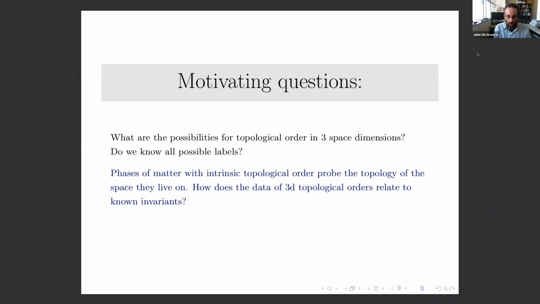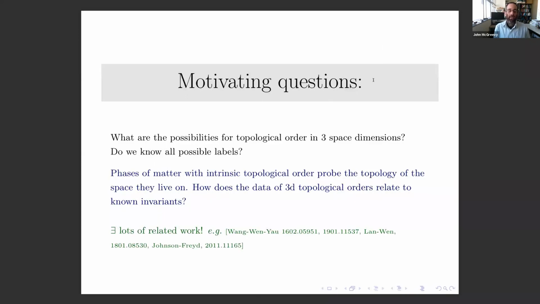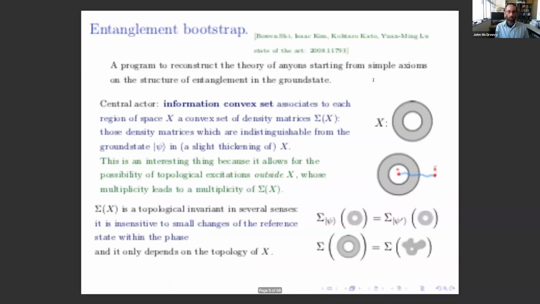And of course, there's a whole lot of work on related questions, and I'm going to do a really terrible job of citing it, and partly that's because a lot of that work is in the framework of category theory, which I need to understand better than I do. But in any case, I think there's a genuinely new perspective on these questions, which comes from this program. So let me explain what it is.